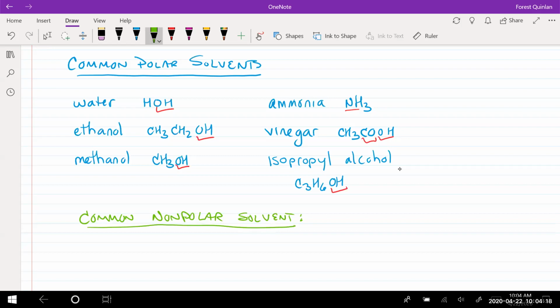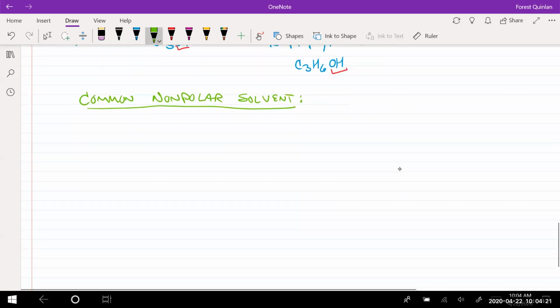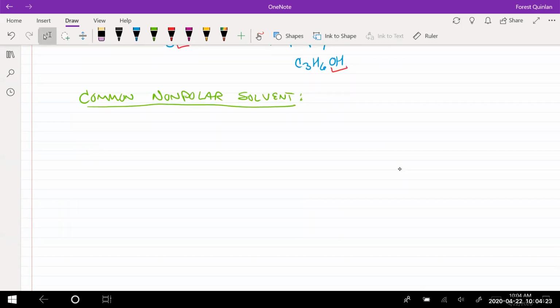That's going to be interesting and probably just a little bit harder. In fact, in a normal class setting, I would ask people, do they have any common non-polar solvents?